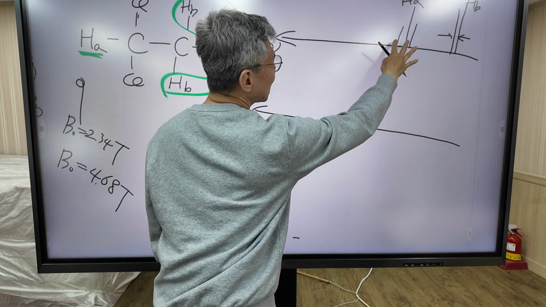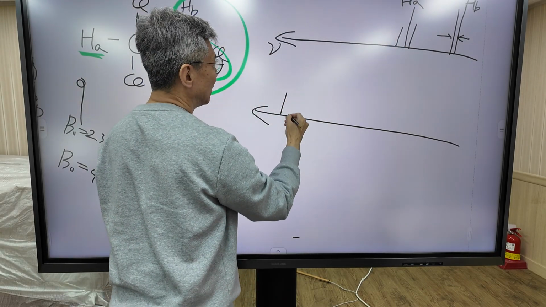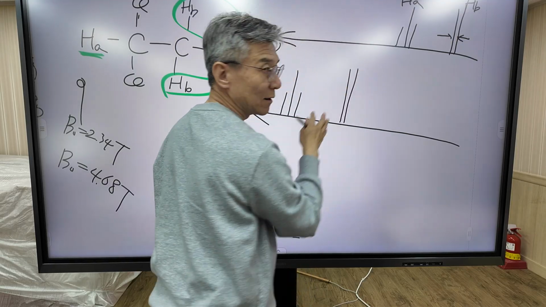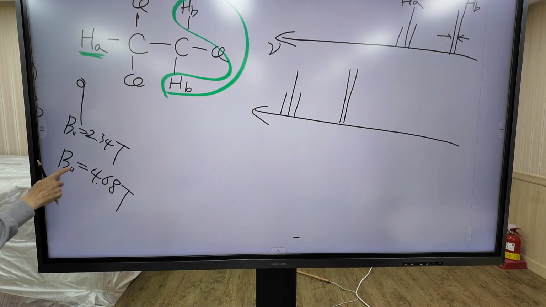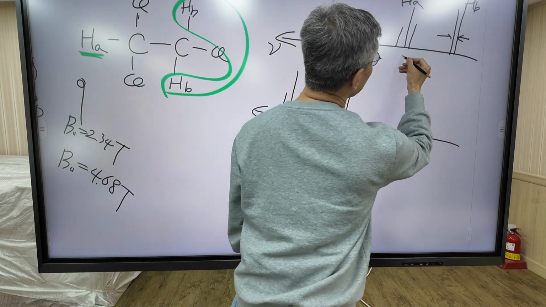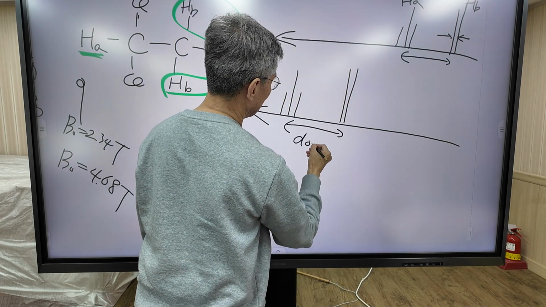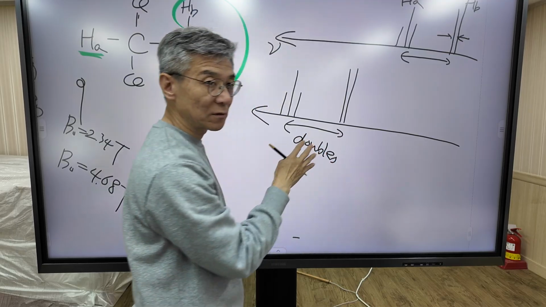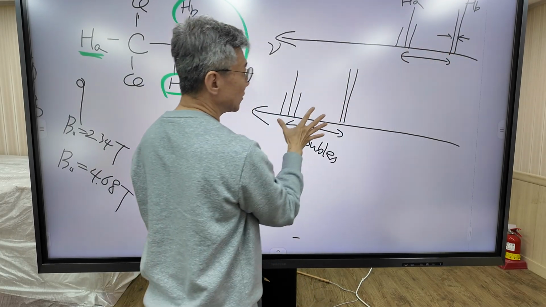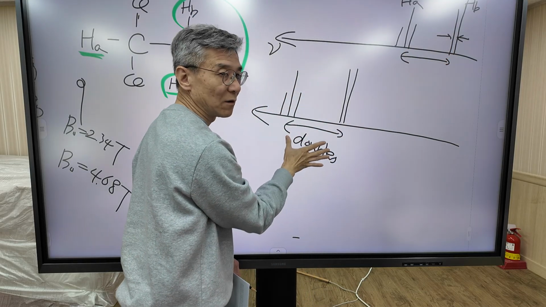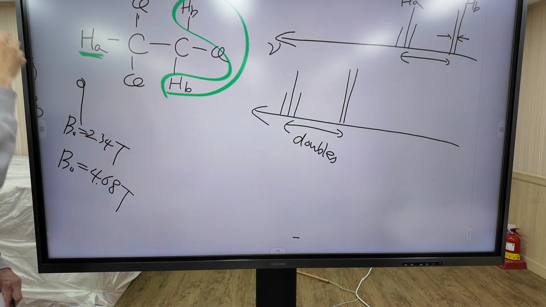So this peak doubles here. This peak doubles here. This is the spectrum when we use B0 4.68 Tesla. So what happens to the separation between two groups of peaks? This separation doubles, right? Because each peak doubles, the separation between two groups of peaks also doubles. This is the main point I want to say.